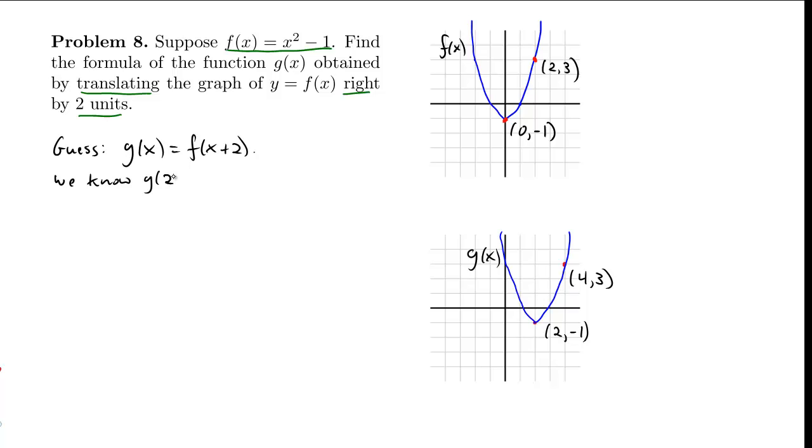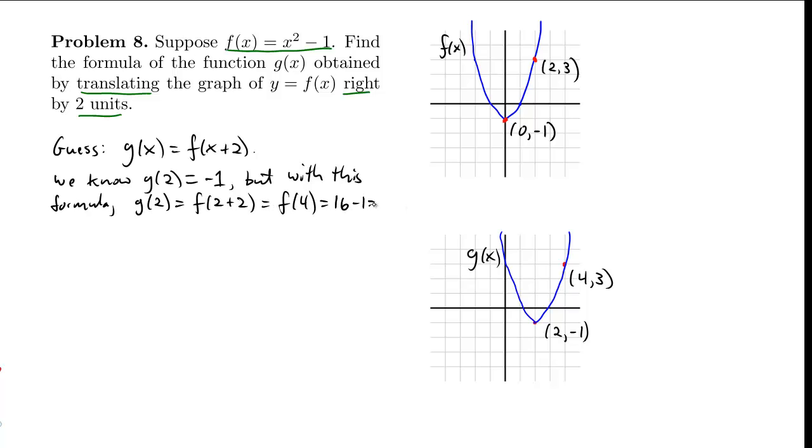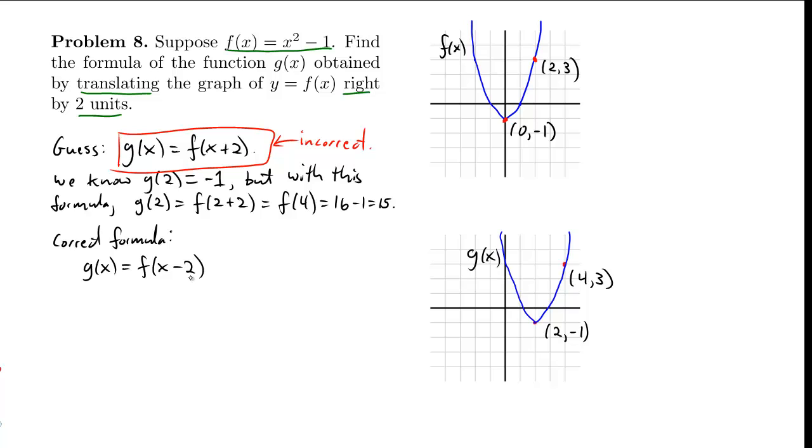G of 2 should equal minus 1. But using this formula, g of 2 is equal to f of 2 plus 2. It's equal to f of 4, which is 16 minus 1, which is 15. The correct formula is g of x equals f of x minus 2, which equals x minus 2 all squared minus 1.